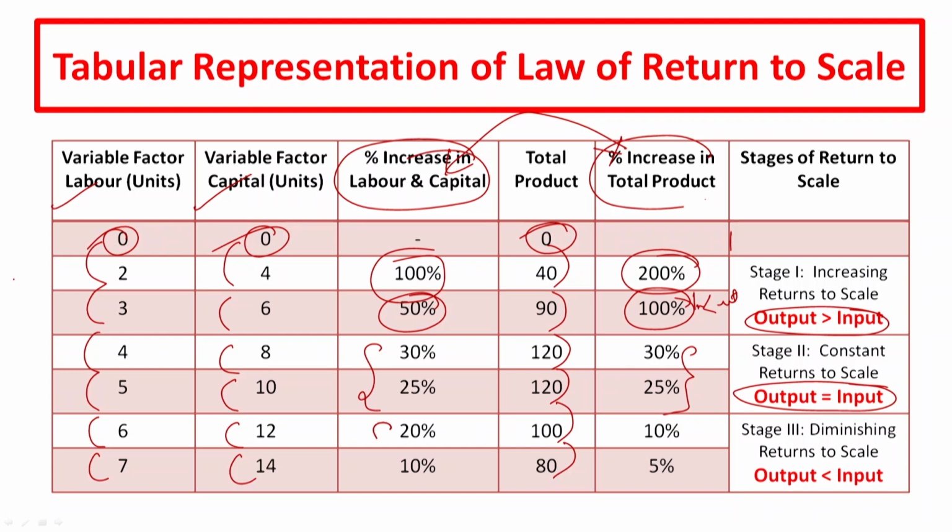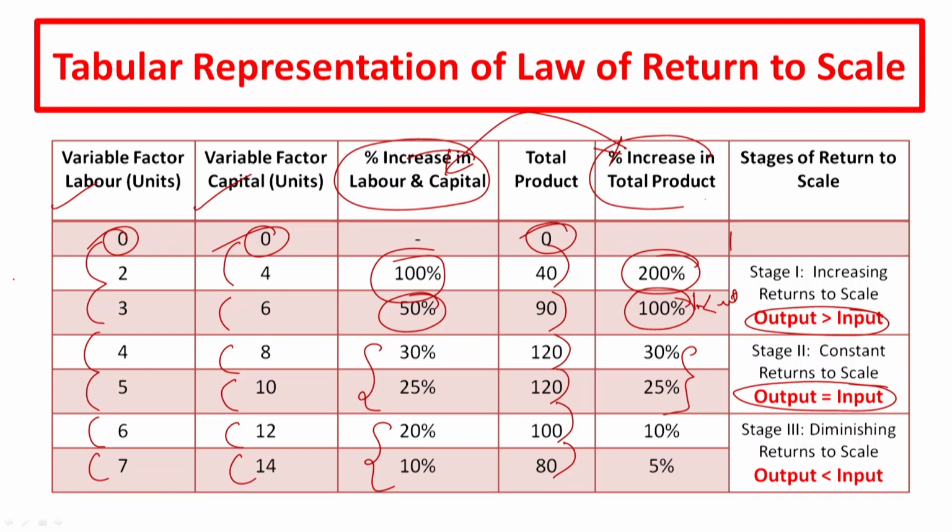Then the last, at the 6th and the 7th labor, and at the 12th and 14th capital, you are increasing the labor and capital by 20%. It is giving you a total output increase of 10%. And again it is a 10% increase in labor and capital, it is just giving you 5%. That means you are increasing more inputs, but the output is less.